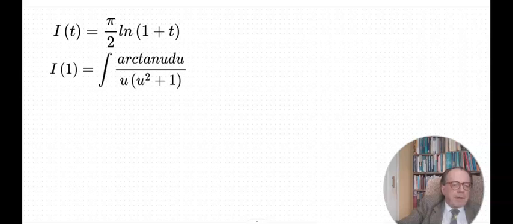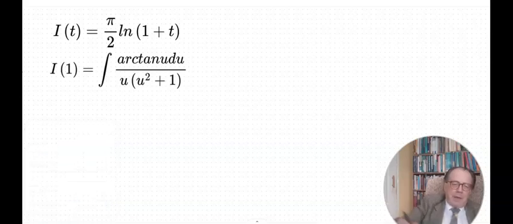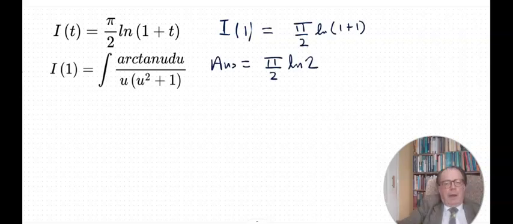And we bear in mind now that what we wanted was I of 1, where we have I of t at the moment, so I of 1 is where the t equals 1. And so the answer to our question is that I of 1, and so if we put the 1 in where the t goes, we find that our final answer is pi by 2 ln 2.